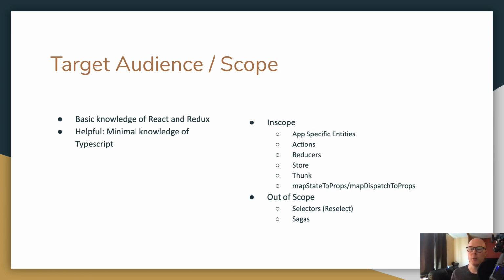For this video, what's in scope is app-specific entities that we will hook up to TypeScript, such as to-do items, employees, customers, expenses, stuff like that. Redux actions, Redux reducers, the Redux store, and we're going to use one middleware item called Redux Thunk. And then we're also going to hook up MapState to props and map dispatch to props to do the bolt-in component hookup with Redux.